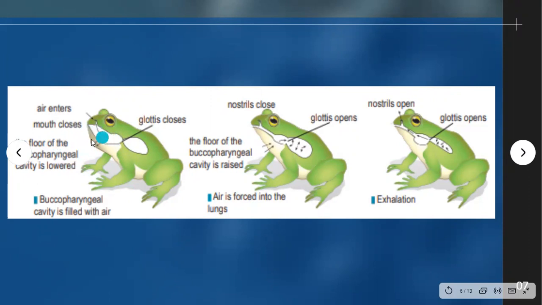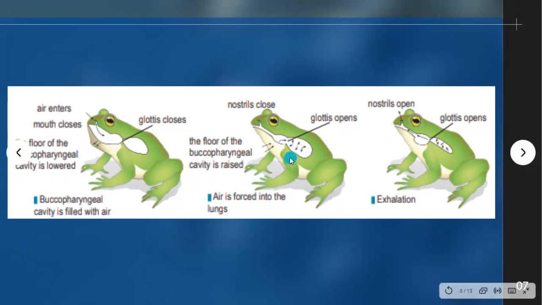Then the floor of the buccal-pharyngeal cavity. We can call it the floor of the mouth, but in the frogs we call it the floor of the buccal-pharyngeal cavity. This floor is going to lower, and this is going to increase the volume inside the mouth cavity of the frogs. So the pressure becomes lower here, and the greater pressure in the environment is going to push air into the mouth of the frogs. This is the first phase of the inhalation of the frogs.